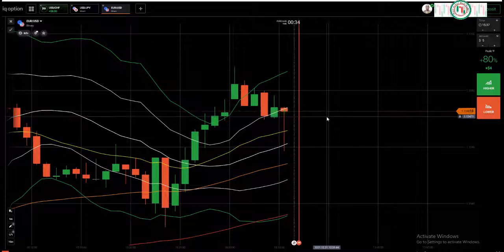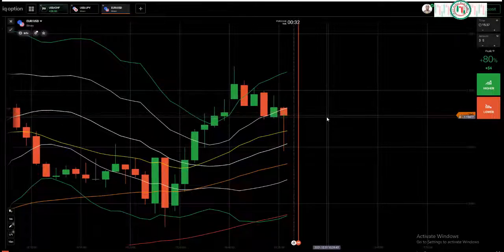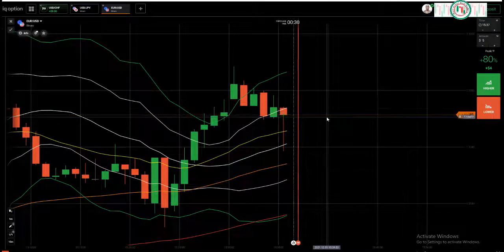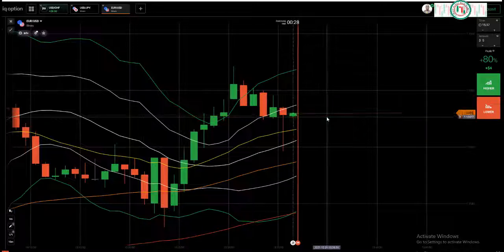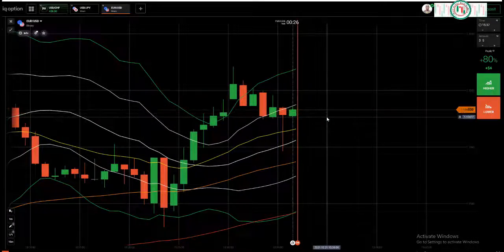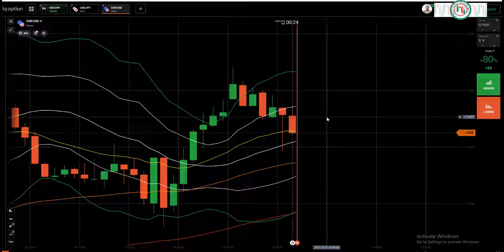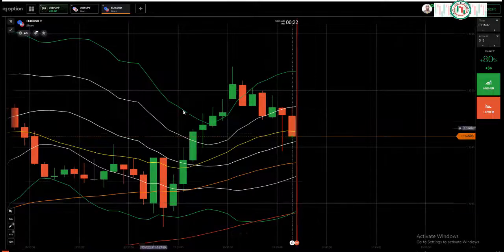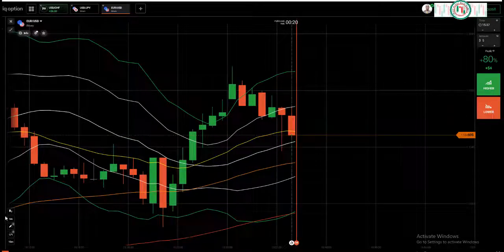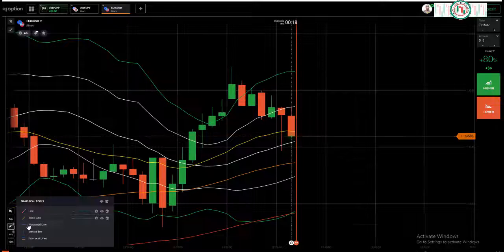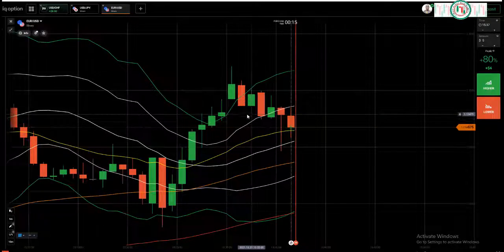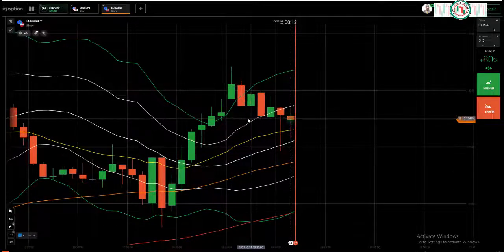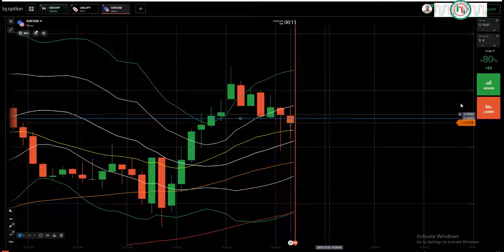So here you see, this level is a strong level here. The market is not good. Here is a strong level.